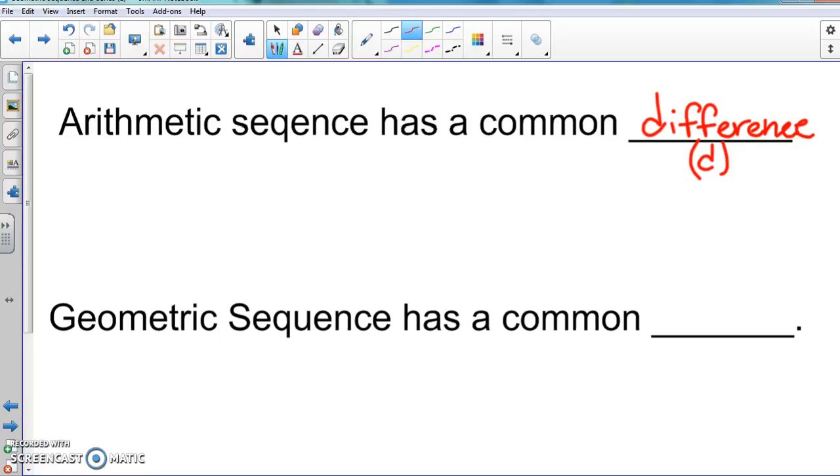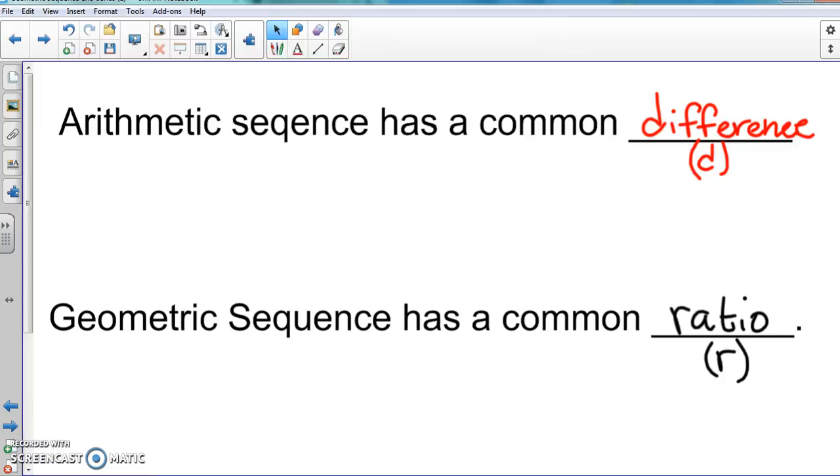And then geometric sequence has a common what? We just talked about it. Common ratio. We call that R. So if we were to go through a sequence and we find it has a common difference in it, then it's an arithmetic sequence. If we go through a sequence and we find it has a common ratio, then it's geometric.